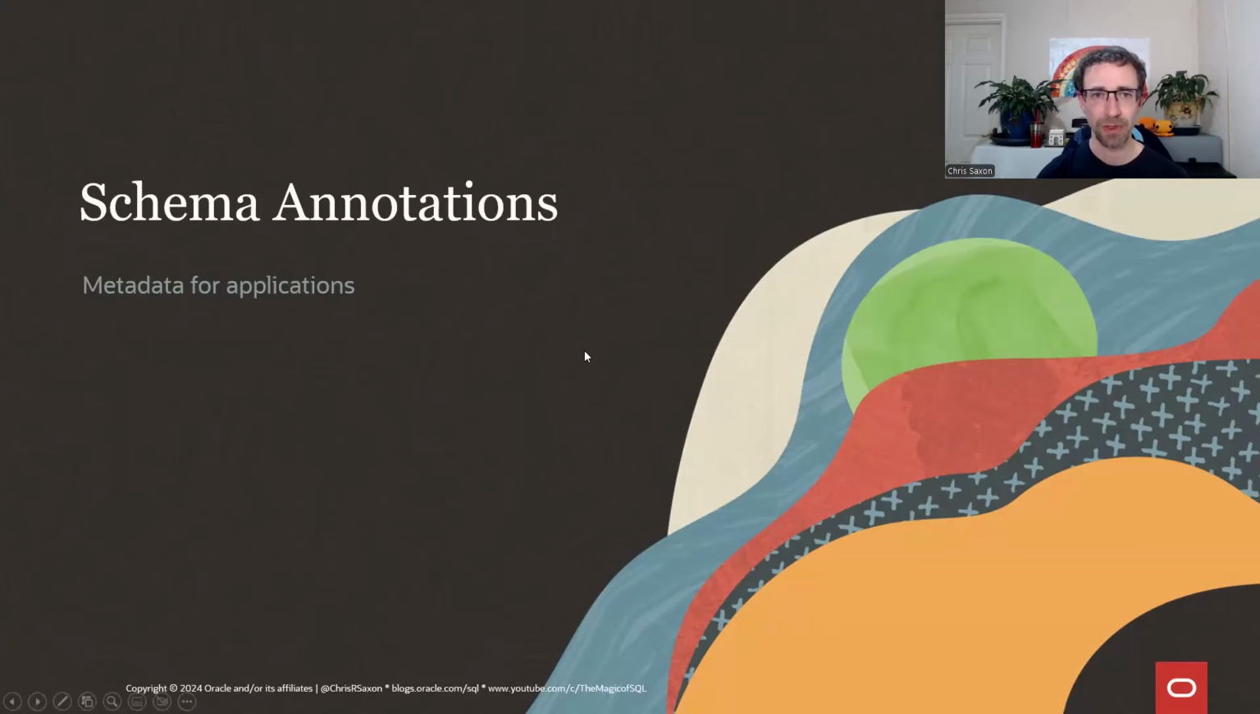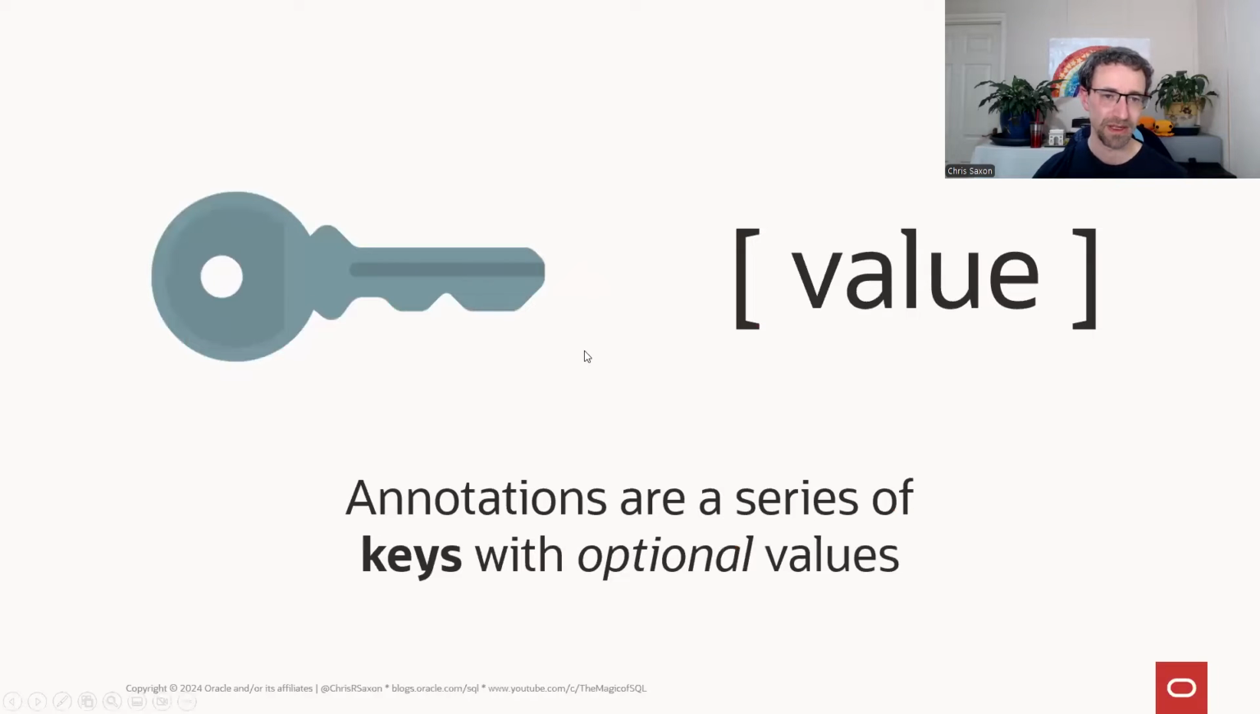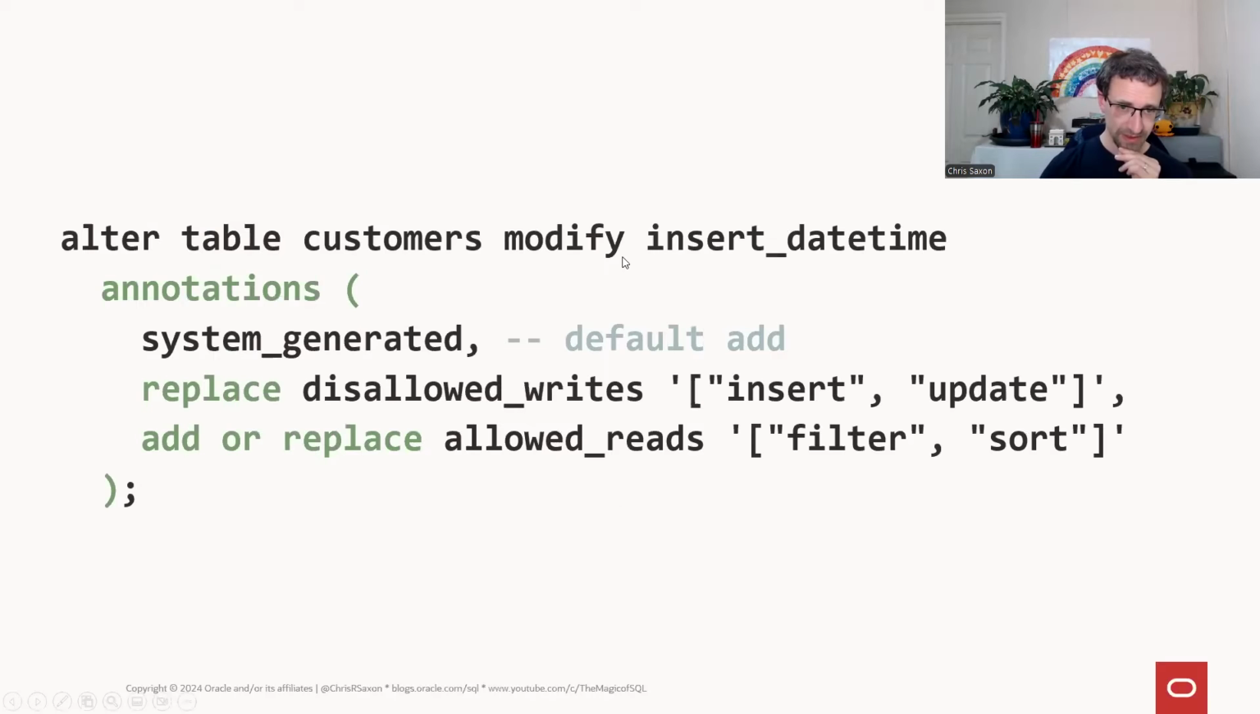They allow you to record this kind of properties and metadata. What these are is a series of keys with optional values, key value pairs you can store against your columns in the database. So we can do something like this. We can alter the table of our column, say the annotations, say it's system generated, and we've got clauses to add or replace them as well. So we can say what writes are disallowed, don't allow insert and update, allow people to filter and sort, use it in the where and order by clause, and so on.